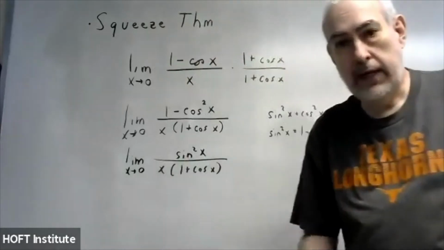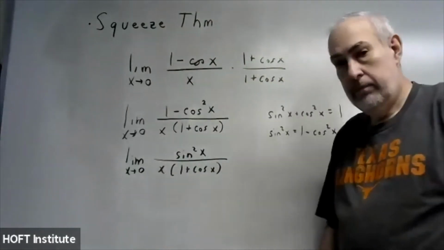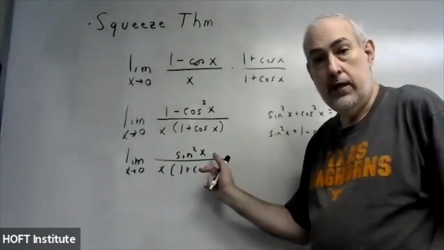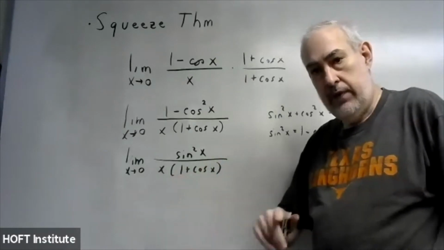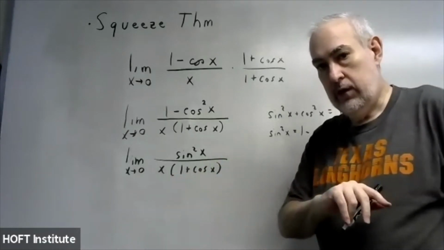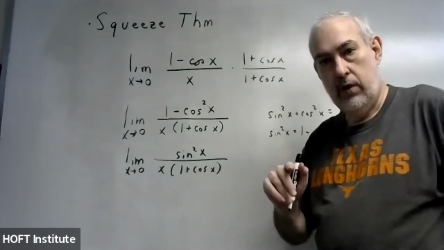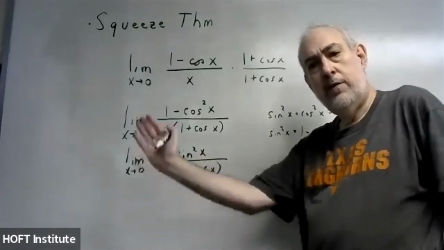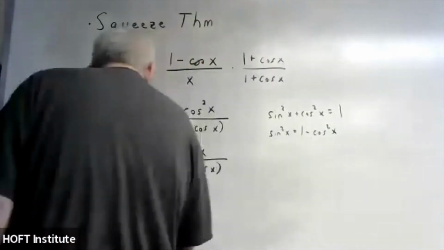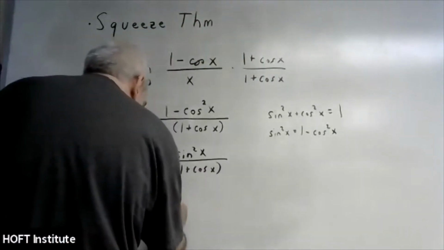Now, what good does that do us? Well, notice we now have sines of x on top, and we have an x on bottom. And that limit that we just solved a second ago was the limit of sine of x over x. We have a sine of x over x now, so let's factor that out of the rest of the fraction.